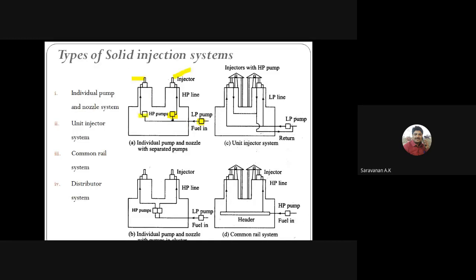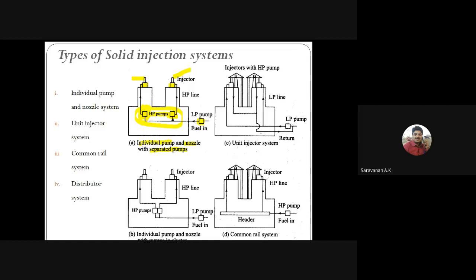So we are using one more pump here, that is a fuel pump, right? Here the HP pump will be the fuel pump. After that fuel pump, we have to supply the fuel to the injection pump, right? Here you can see each pump, right? Every injector will have a separate pump, so the individual pump and the nozzle work with separate pumps. This is one type of solid injection system, and here the pumps are in separate places, right?